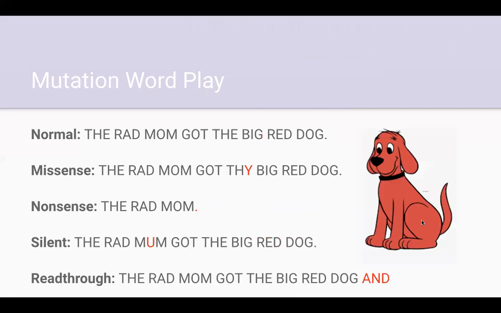In our sentence, a read-through would look something like "the rad mom got the big red dog and." Rather than stopping after dog, the sentence would continue reading on to another functional word such as "and."